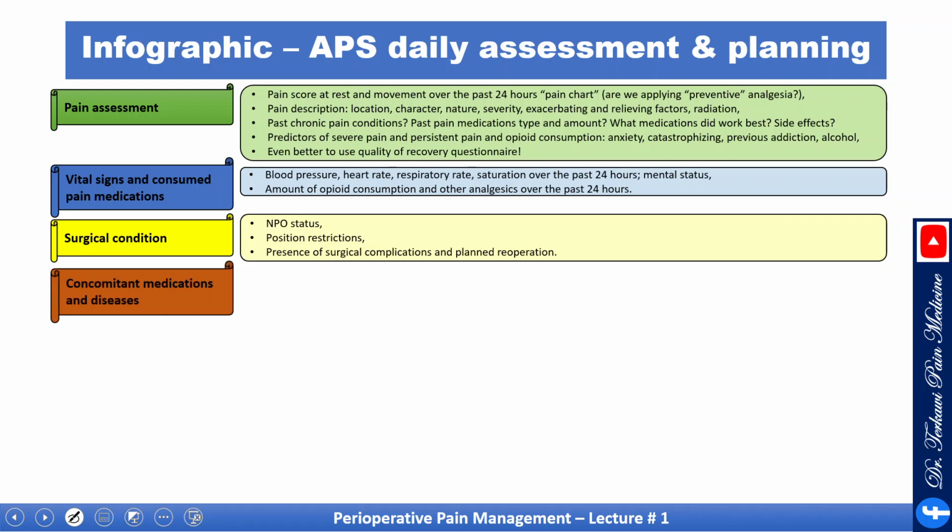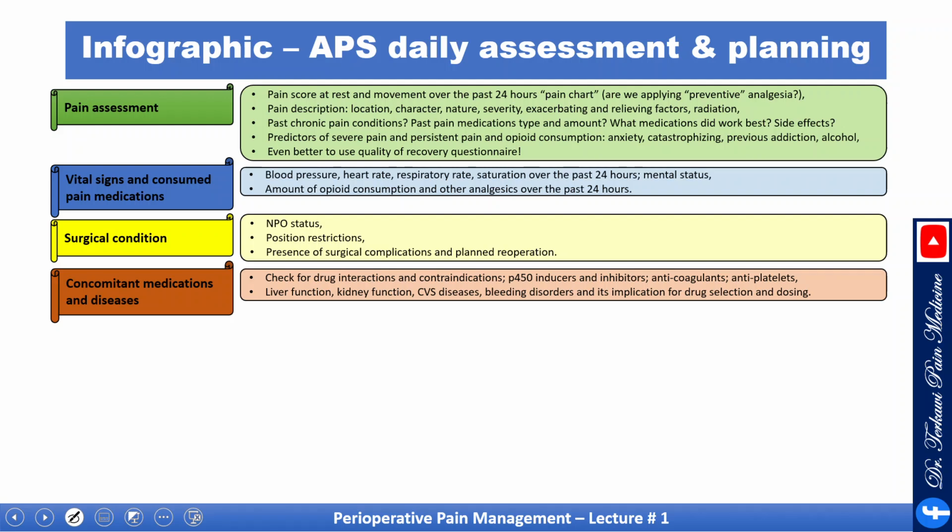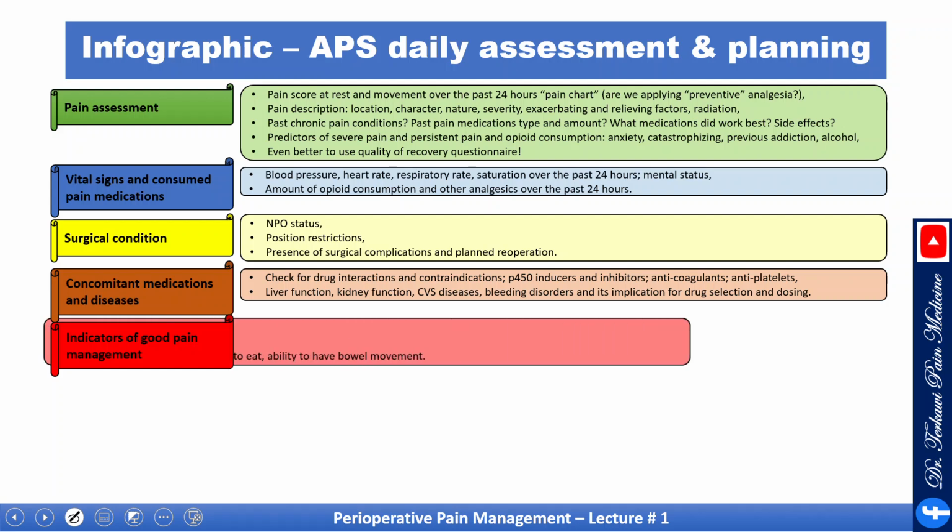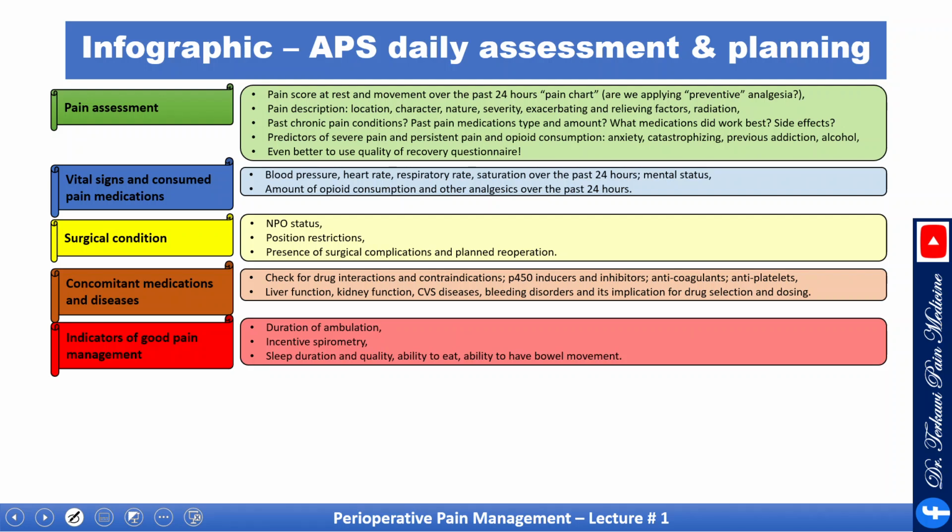Concomitant medication and diseases. Check for drug interaction and contraindications. Is the patient taking any P450 inducers and inhibitors? Is the patient started on anticoagulant or antiplatelet? Look for the liver function, kidney function, cardiovascular disease, bleeding disorder, and its implication for drug selection and dosing. Look for indicators of good pain management. As I said, duration of ambulation, incentive spirometry, sleep duration, quality, ability to eat, ability to have bowel movement.